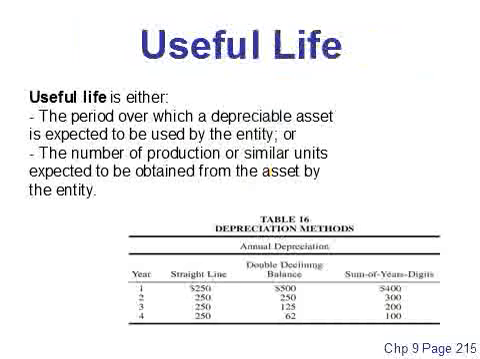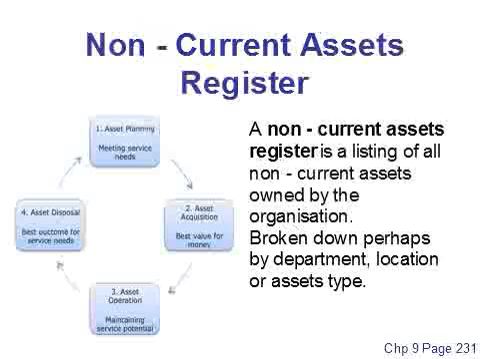Useful life. Useful life is either the period over which a depreciable asset is expected to be used by the entity, or the number of production or similar units expected to be obtained from the asset by the entity. Non-current assets register. A non-current assets register is a listing of all non-current assets owned by the organization, broken down perhaps by department, location or asset type.